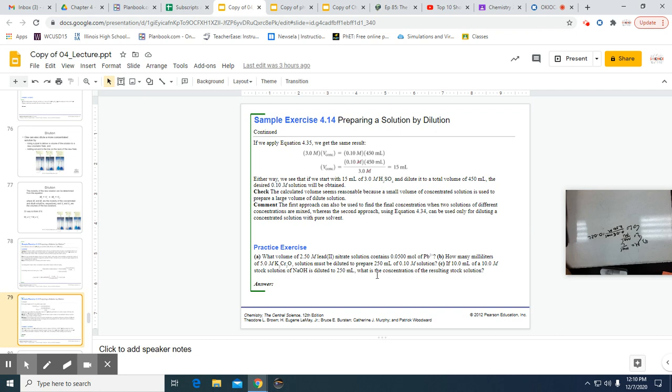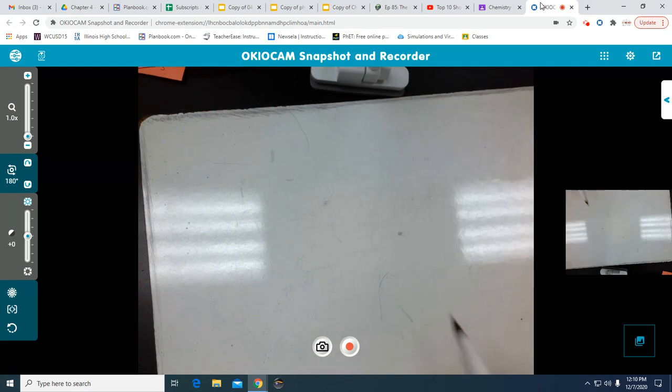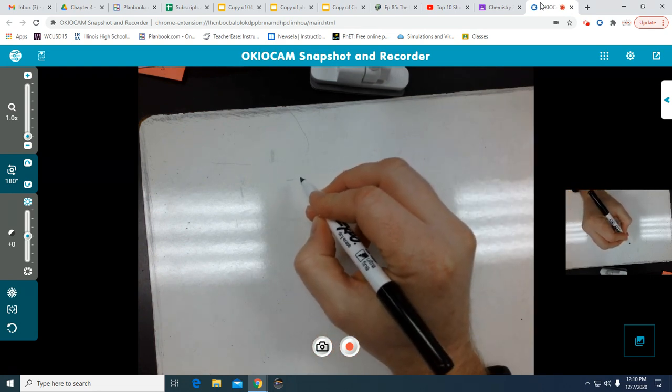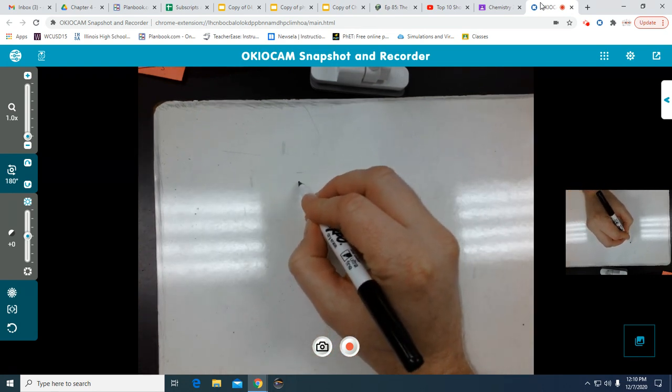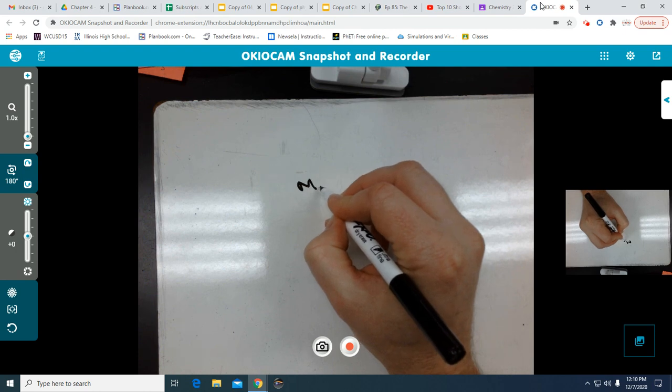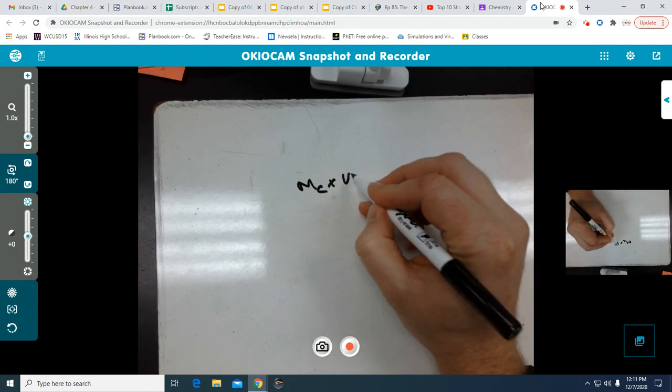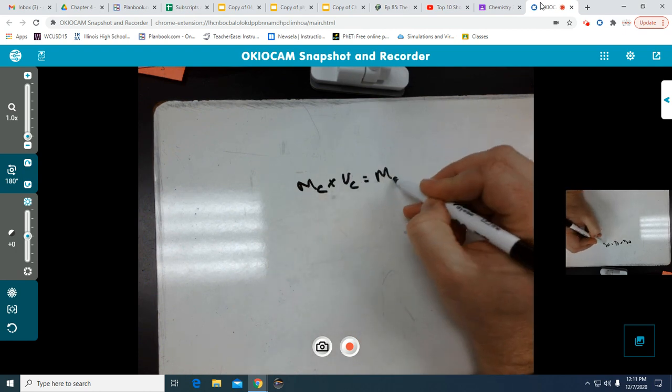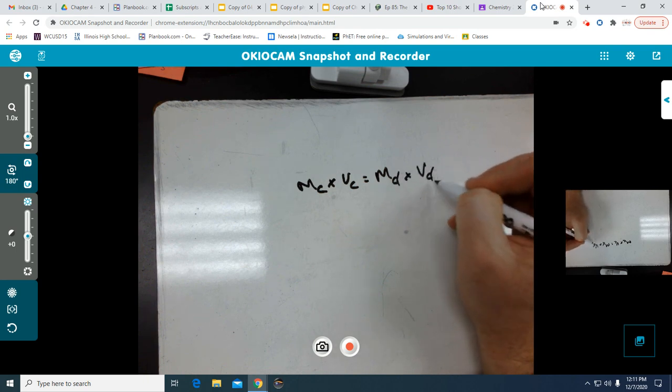Next part, how many milliliters of 5.0 molar potassium chromate solution must be diluted to prepare, that's dichromate, must be diluted to prepare 250 milliliters of 0.1 molar solution. All right, so getting back to this now. Again, using the dilution formula now. MC times VC is equal to MD times VD.